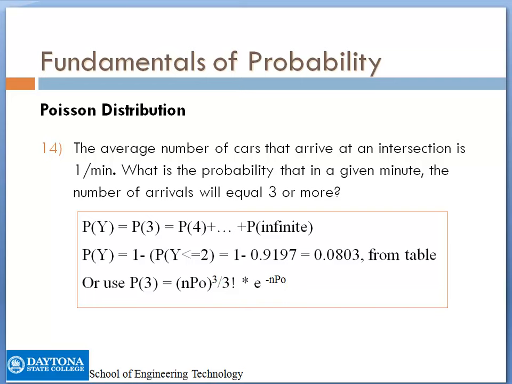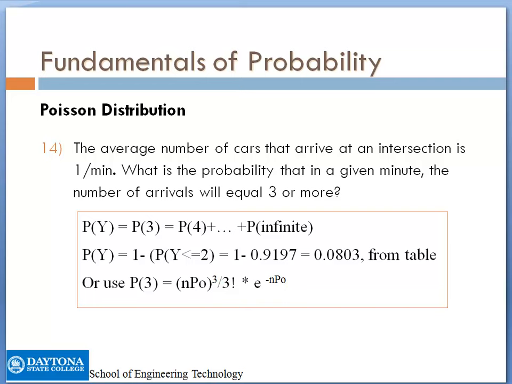So this is the probability of 3 or more. That means the probability of 3, 4, all the way to infinity. So the way that you do it is, because we know that the total probability is always equal to 1, you will set it as 1 minus the probability of 2 and below.